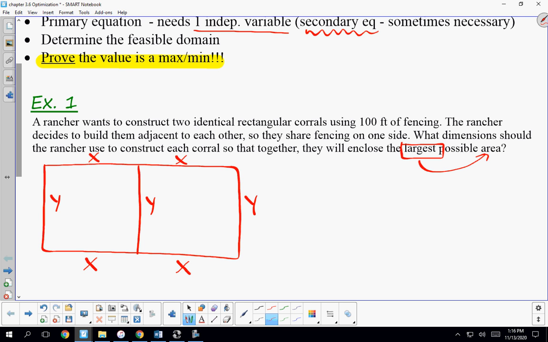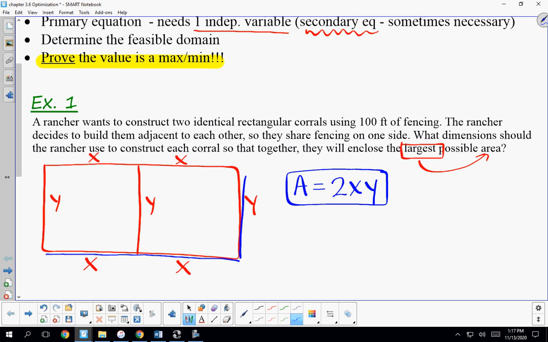So to find max, I find the derivative, but I need that equation first. So area for this guy is going to be length times width. My length is x plus x, or 2x, and my width is y. So this is what I'm going to differentiate. The problem is that we have 2 variables on the right-hand side, and we only want 1. So we need to come up with a secondary equation, and hopefully we have more information in the problem.